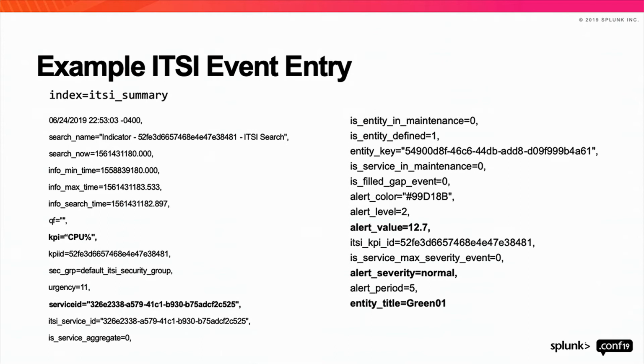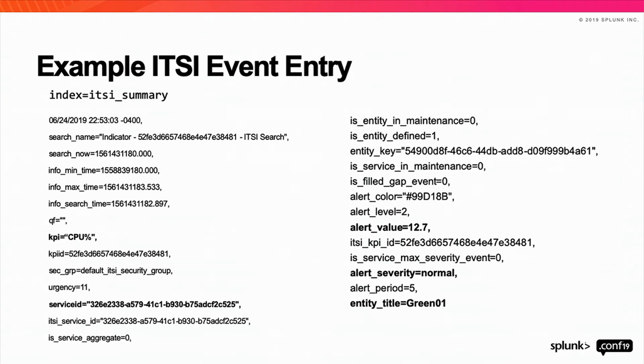It's a lot of detail there. The index is ITSI summary, and it has a lot of detail in there. You don't really need all of it, but feel free to make use of whatever interests you. But you see the key points in here that are highlighted. One is the name of the KPI. There you see it's CPU. It has the service ID. And that's important because one thing you will see that it's not in here is the name of the service, a friendly name. You just have an ID, right? So we'll address that here in a minute.